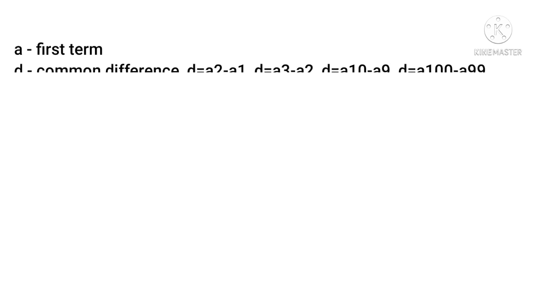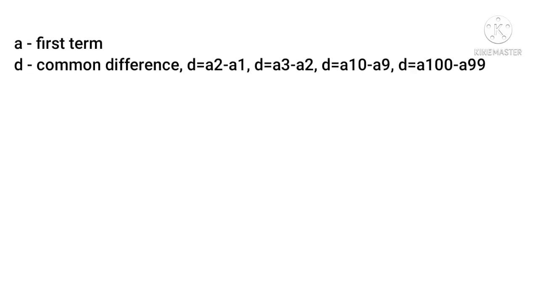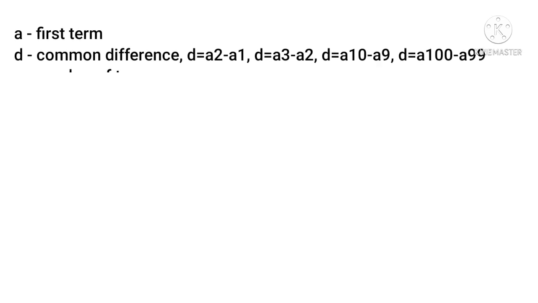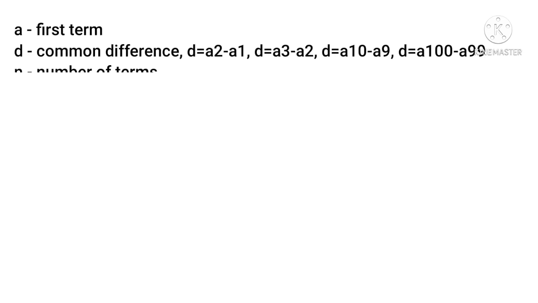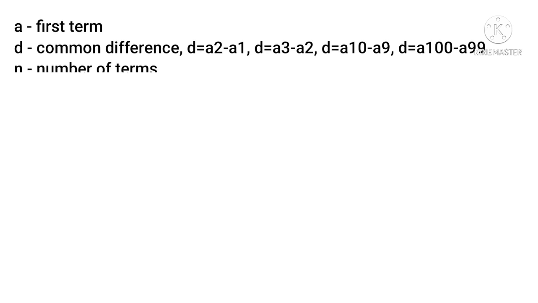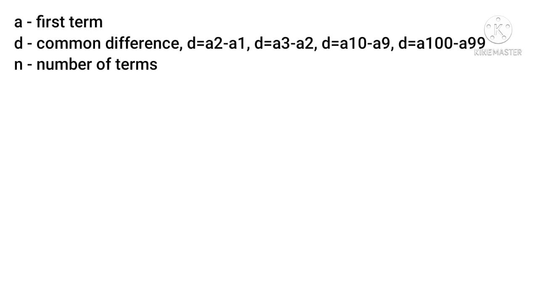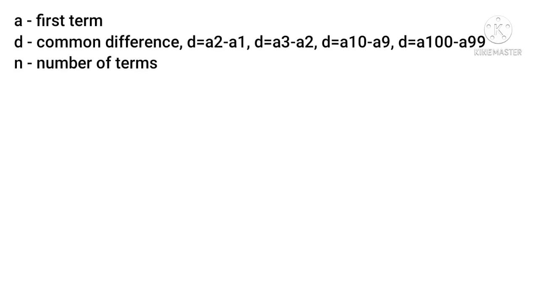Here A is the first term, D is the common difference. This common difference can also be called the fixed number, which can be obtained as D is equal to A2 minus A1. It can also be obtained by using the formula A3 minus A2, similarly A10 minus A9, and you can also use A100 minus A99.